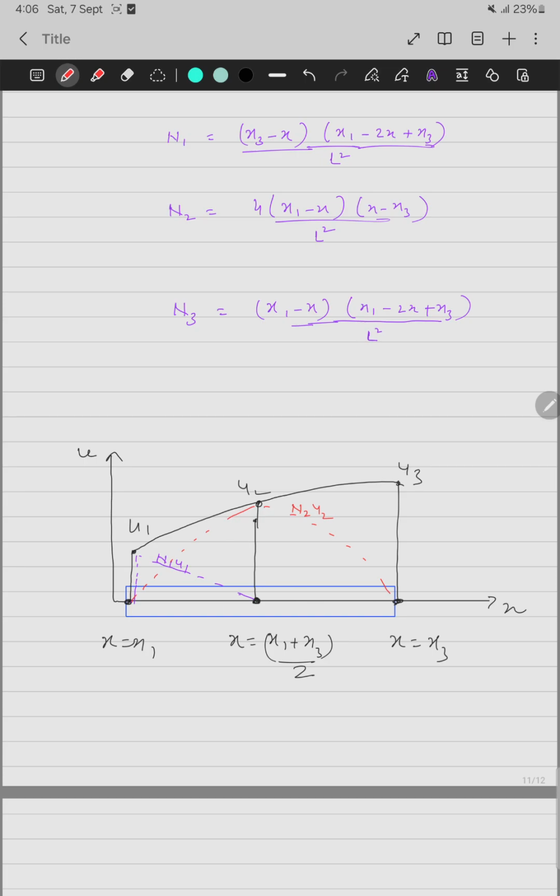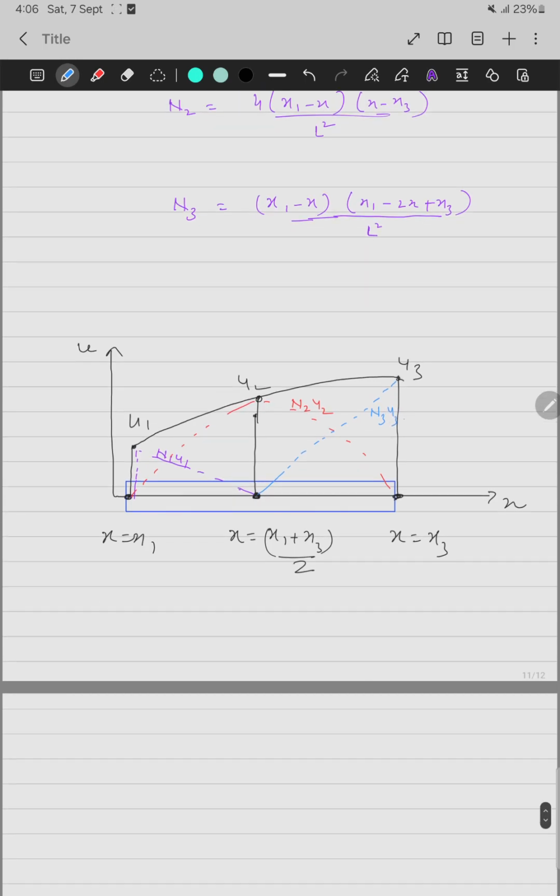Now if we carefully see, n3 is basically maximum at node 3 and everywhere else it will be 0. So I can put this as 0. Again it is 0 here. So this is n3 u3. After combining these three shape function curves, n1 u1, n2 u2 and n3 u3, we will get the main curve, this black line, u1 to u2 to u3. I hope this idea of shape function is clear up to this point.